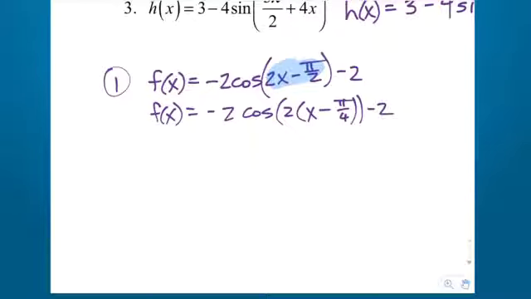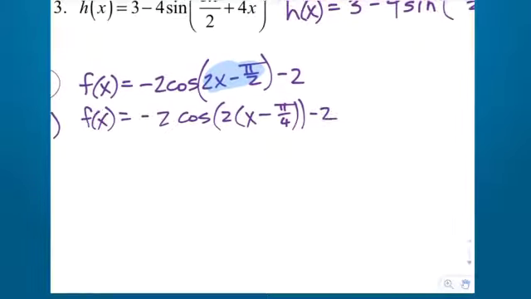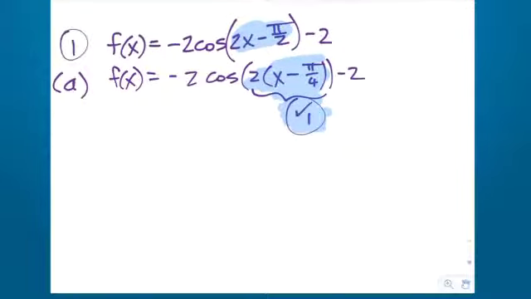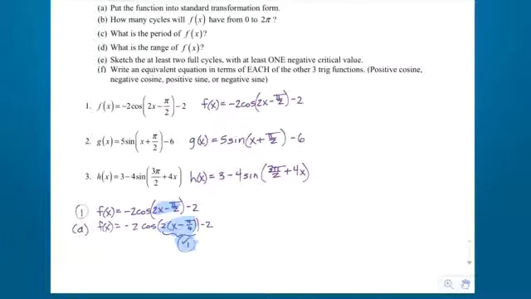Oh, yeah. Good question. Let's A. I better start giving you checks. We'll have a check for that. Okay, there's check number 1, for having 2 times x minus pi fourths. There's the first check. Okay. Letter B. Letter B says how many cycles?